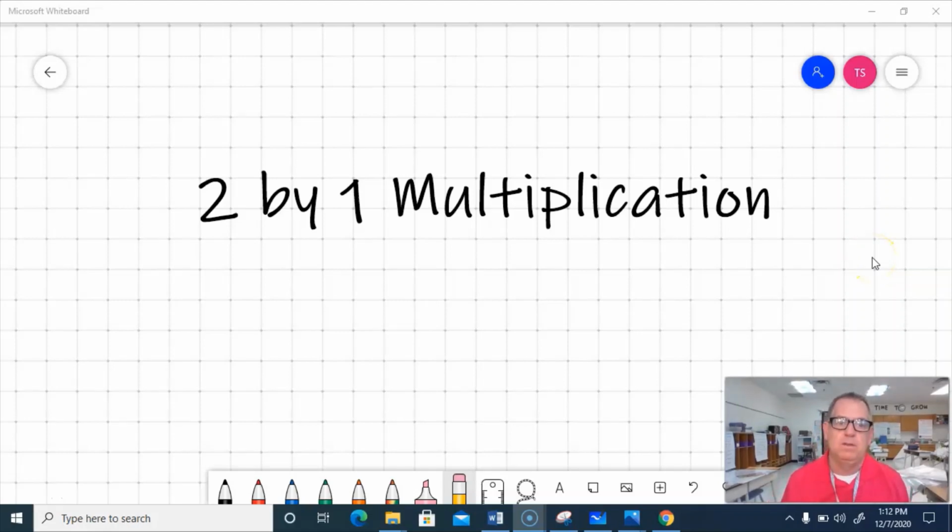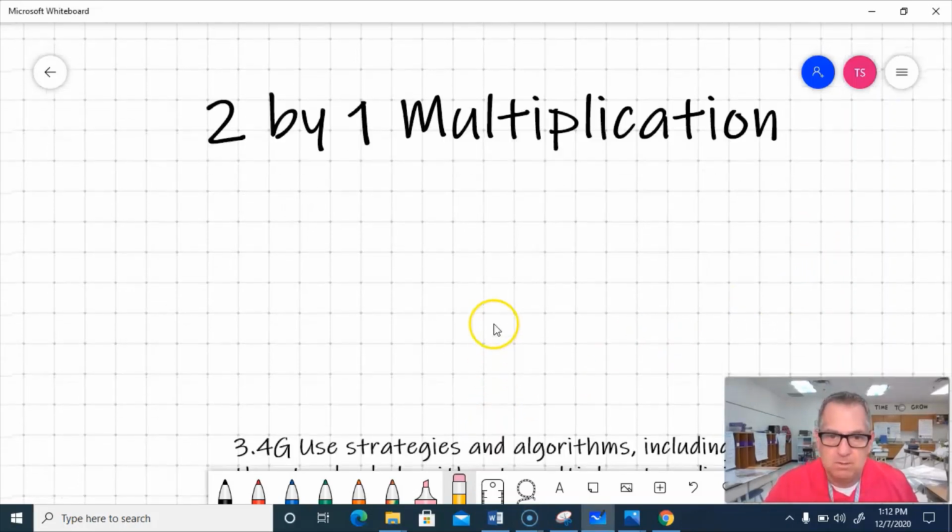We're going to be working with a 2-digit by 1-digit multiplication today. So let's look at our lesson objective.